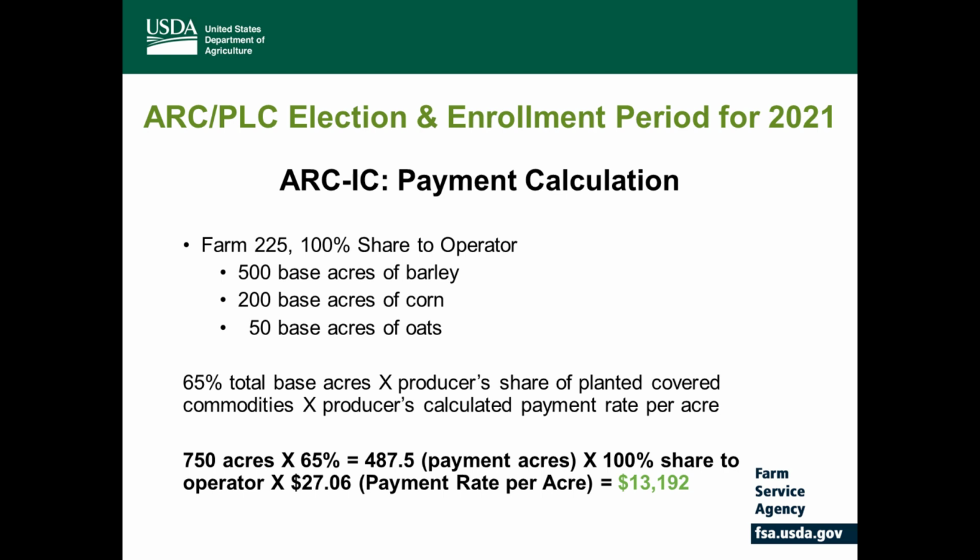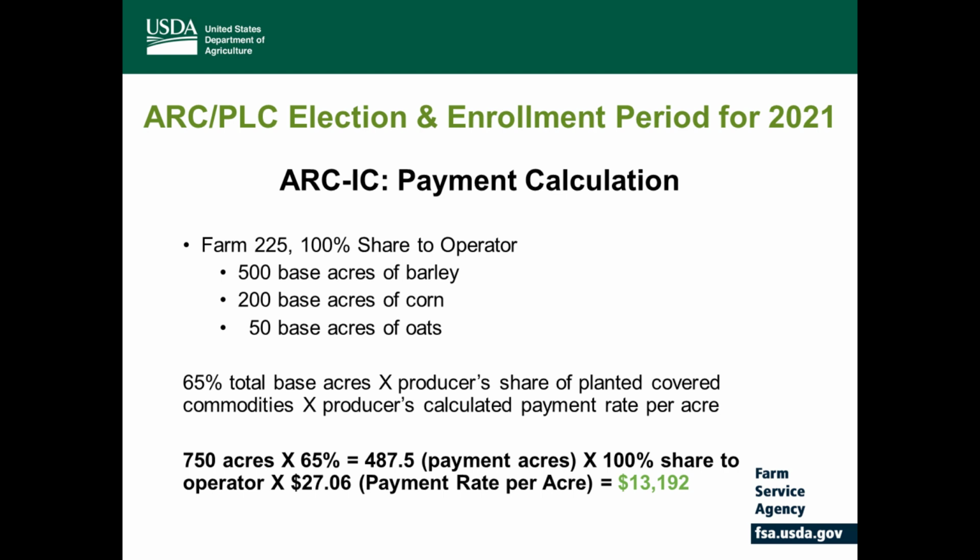This slide is just a quick look at the farm level, how we would calculate an ARC-IC payment. Again, we're going to look at the total number of base acres on the farm, which is 750 acres, times 65% gets us 487.5 payment acres, times the producer's share, times our payment rate, which is $27.06. So in this calculation, the ARC-IC payment would be $13,192.